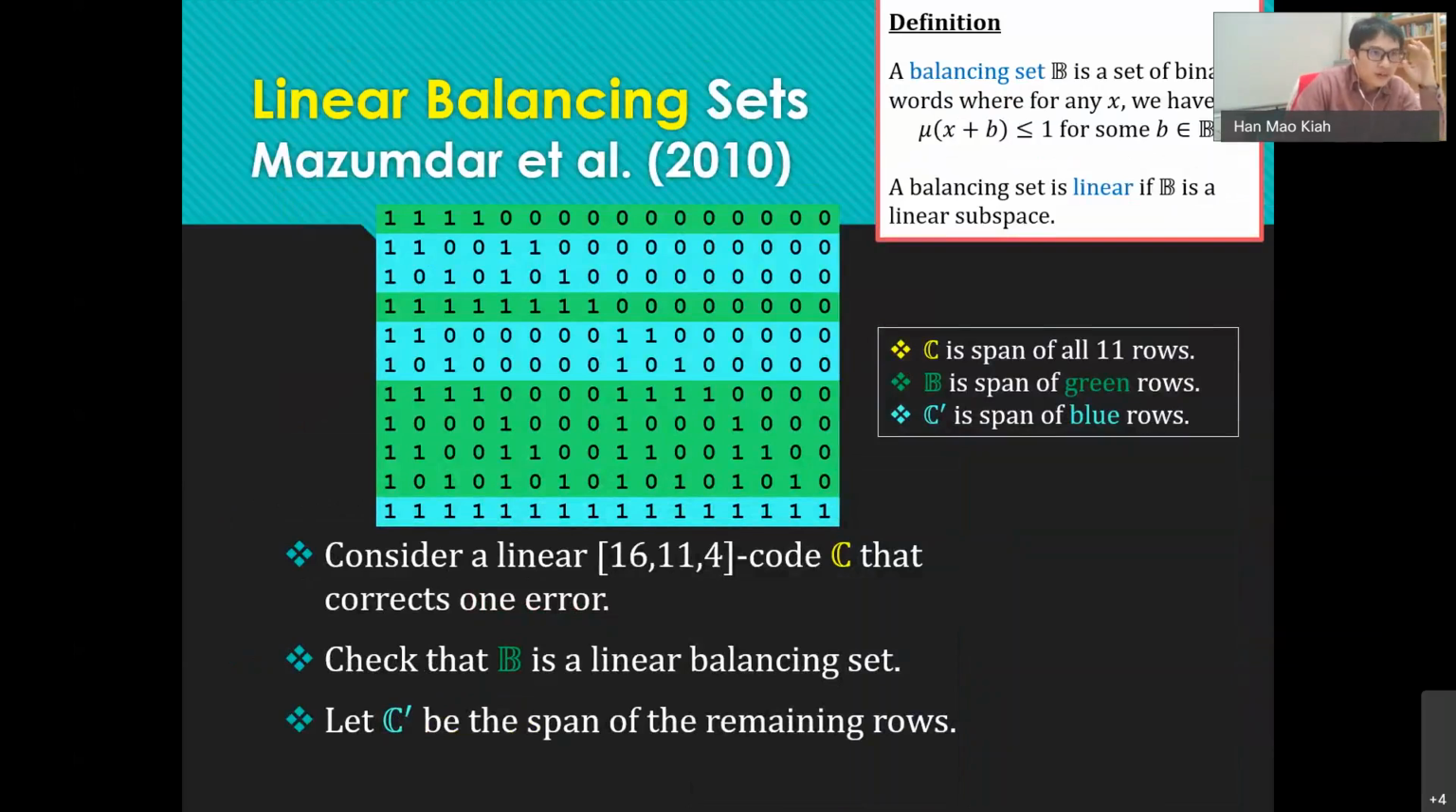In this example, we have an 11 by 16 matrix, which generates a linear [16, 11, 4] code. In fact, this code is the extended Hamming code that corrects a single error. From these 11 rows, I'm going to pick out 9, highlighted in green, and you have to trust me. Basically, these green rows will span a linear balancing set. Let's color the remaining ones blue, and let C prime be the span of the remaining rows.